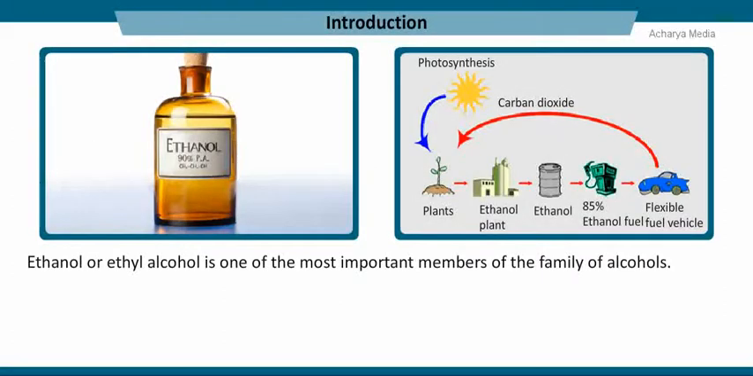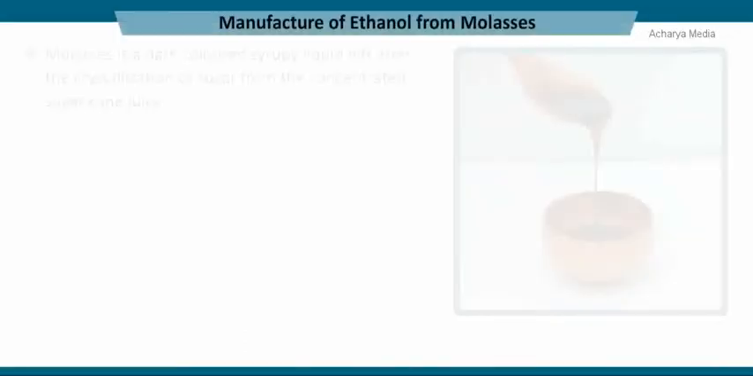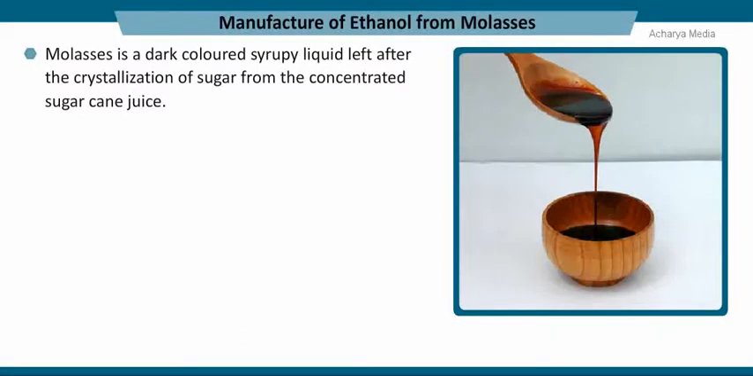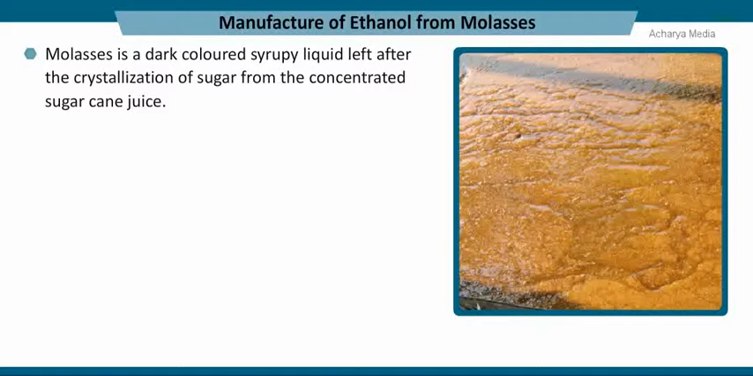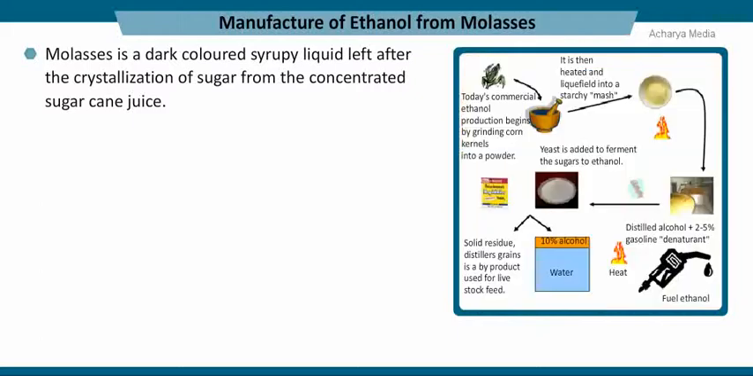Ethanol or ethyl alcohol is one of the most important members of the family of alcohols. Its molecular formula is C2H5OH. Molasses is a dark-colored syrupy liquid left after the crystallization of sugar from the concentrated sugarcane juice. Molasses still contains about 30% of sucrose, which cannot be separated by crystallization.